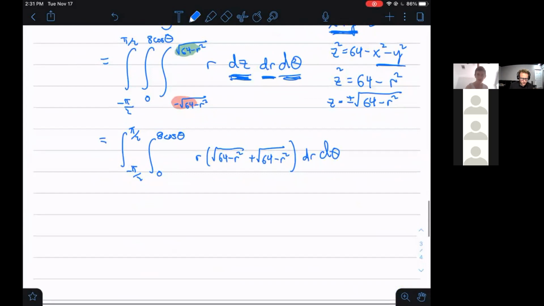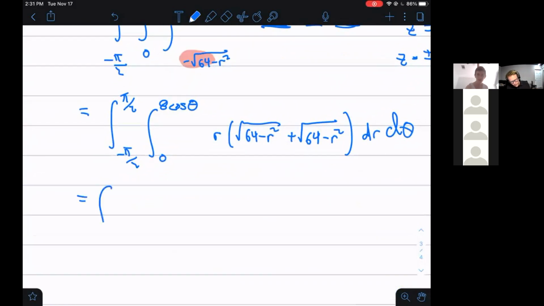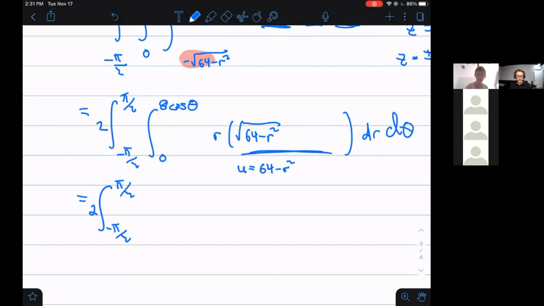All right, so now we need to go ahead and integrate again. Of course, you have the same term being added to itself. So really you just have two of these things. So let me go ahead and write a 2 out here. And now this is going to be a little u substitution. So u is going to be equal to 64 minus r squared, and you're going to be integrating root u.